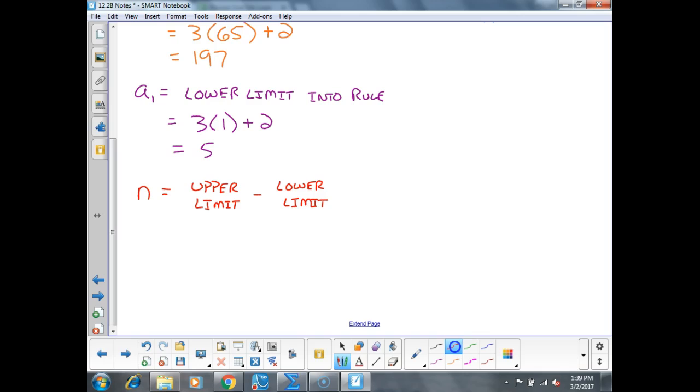Nope. Top minus bottom. Plus. Anybody remember? 1. So it's upper minus lower plus 1. In this case, it's 65 minus 1 plus 1, which is 65.